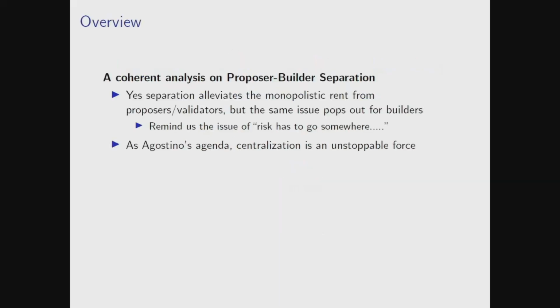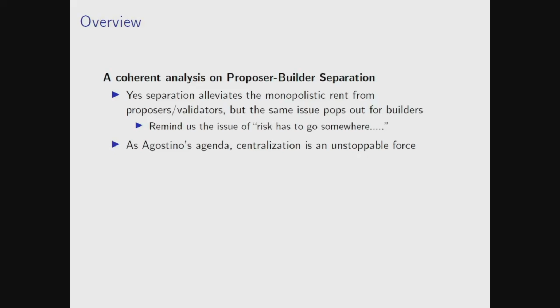I'm going to recap the paper a bit. This is a very coherent analysis of proposer builder separation, in the following sense: I read a lot of other CS-econ type papers, and oftentimes they take a lot of shortcuts. I'm not criticizing them, it's just that what they were doing is really complicated. But the paper I read is extremely coherent in the sense that every single part is microfounded. Separation alleviates the monopolistic rent from proposers and validators. Proposers and validators are the same, but the same issue pops up for builders. That's a one-line takeaway.